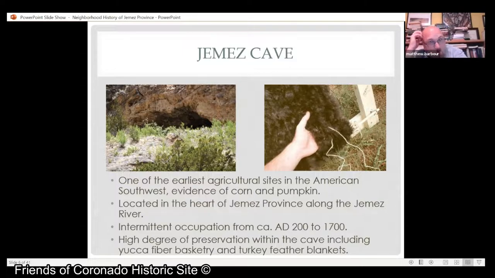It's located right in the heart of Jemez province. It's a mile north of Jemez Historic Site, right along the road. And it has intermittent occupation from at least 8200 to 1700, probably much, much earlier than that. The dates certainly, maybe we go back as far as 1000 BC. There's some debate on some of those early dates, but it's literally a cave overlooking the Jemez River. Not only did it have these agricultural materials, these corns and pumpkins, it also had a rich material culture record, which included yucca fiber basketry and turkey feather vines.